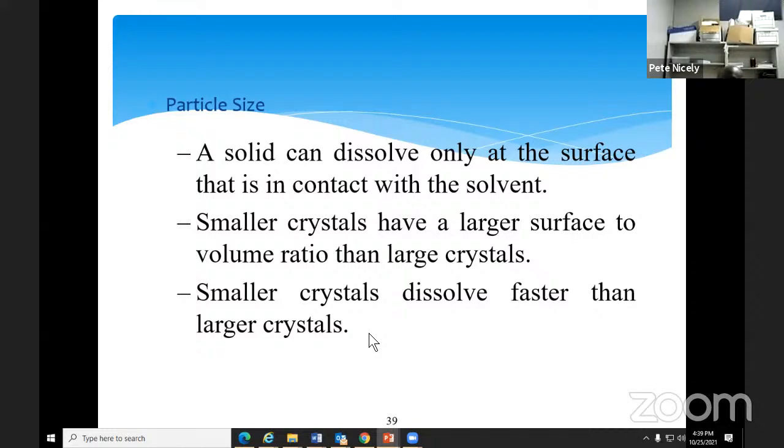And this is something that you should recognize from your everyday experience. For example, if you're trying to dissolve a block of sugar in water and compare that to dissolving the same amount of sugar in the form of granules, then of course the granules will dissolve at a faster rate compared to the block of sugar. That's because the granules have a larger surface area in contact with the solvent compared to the larger block of sugar.